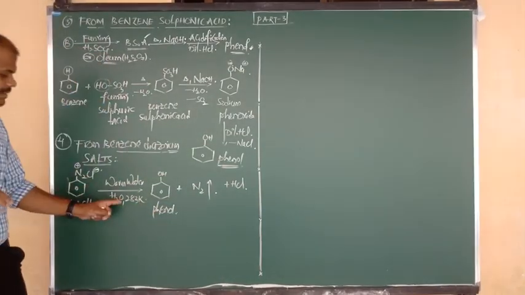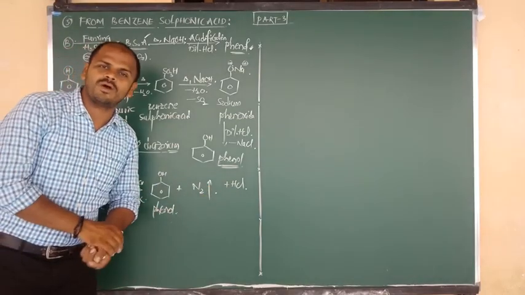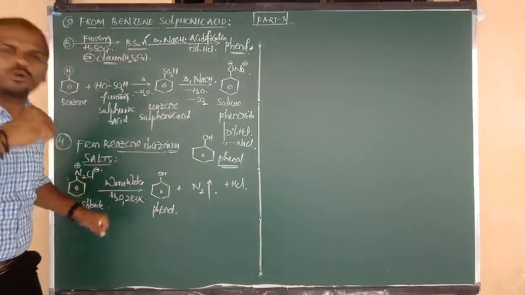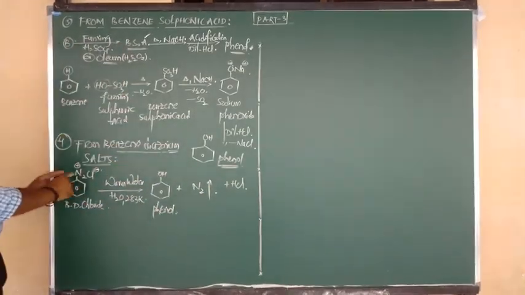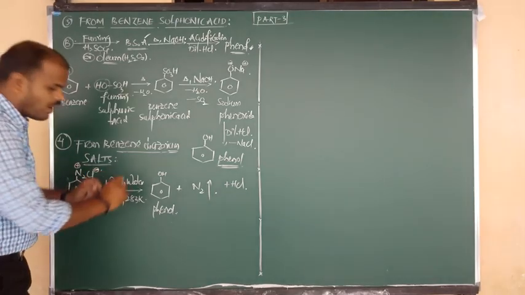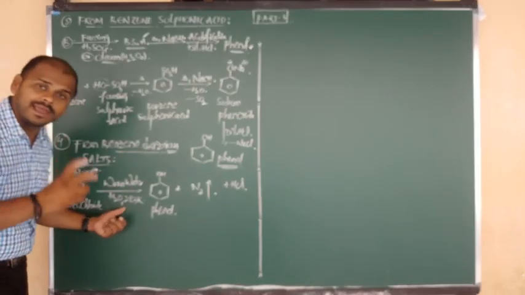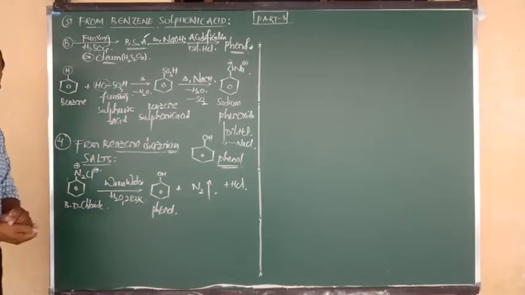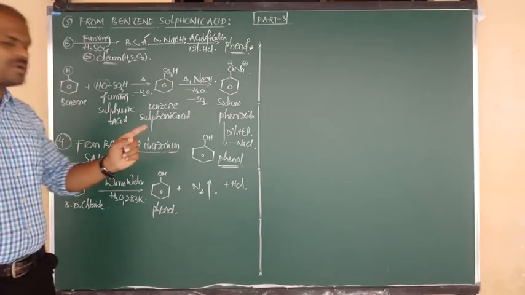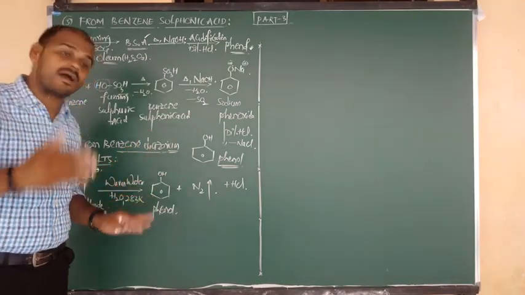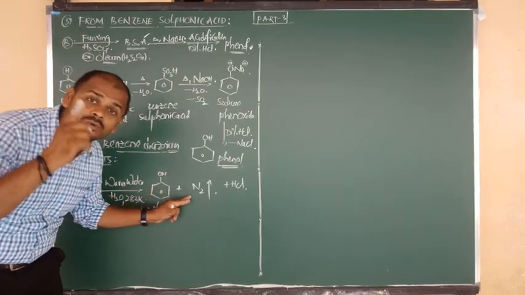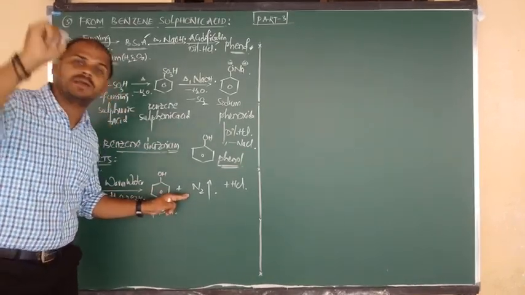And Cl minus combines with H plus and is removed in the form of HCl. So how to write the statement? Benzene diazonium salts on reaction with warm water at 283 Kelvin give the product phenol. I hope you understand. And it liberates a gas, the gas is nothing but N2 gas. Try to be focused on this also.